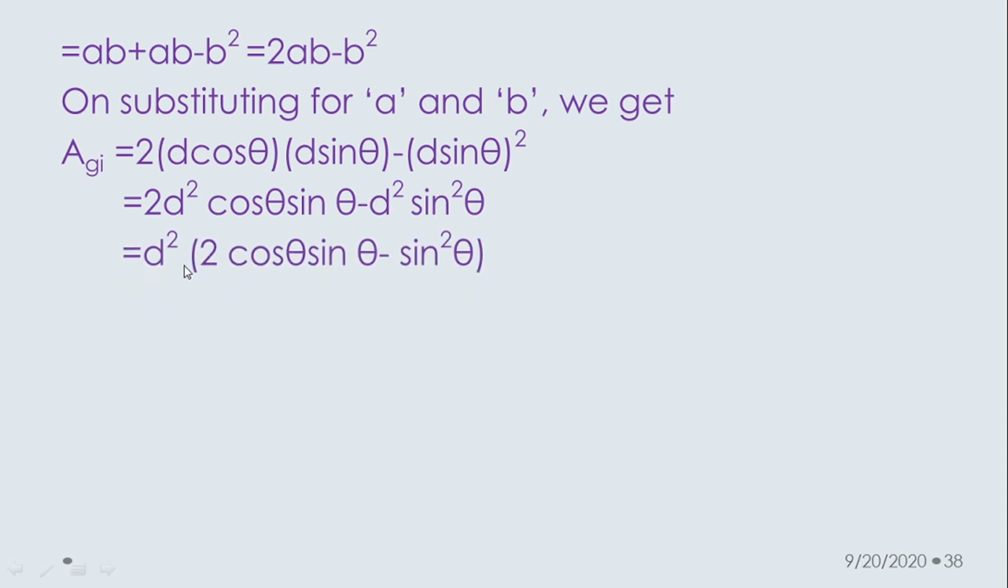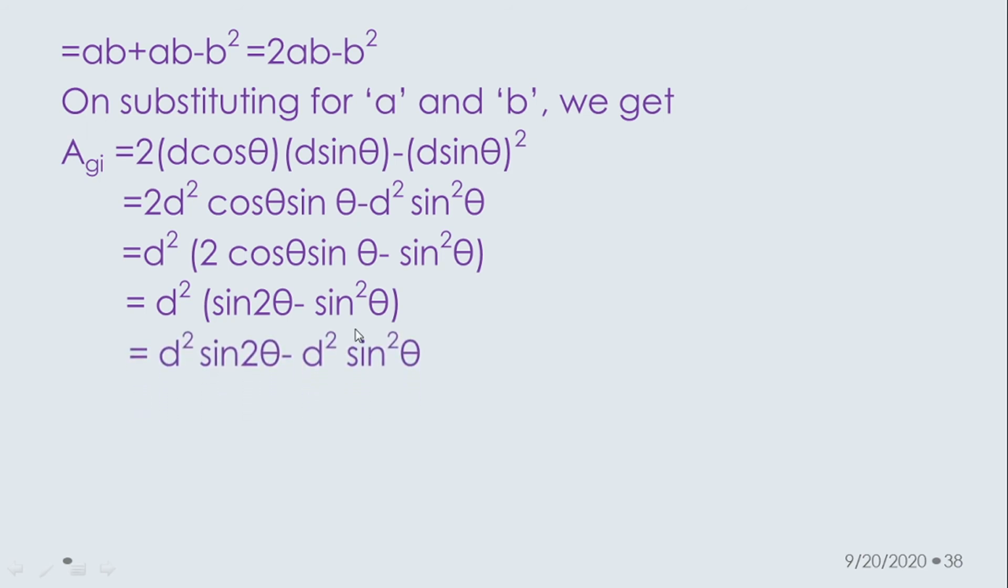So which is equal to d square, if you take it outside, 2 cos theta sin theta minus sin square theta, correct. So which is equal to d square, 2 cos theta sin theta is sin 2 theta, minus sin square theta. So that is the value of AGI, or you can say that gross core area is equal to d square sin 2 theta minus d square sin square theta.